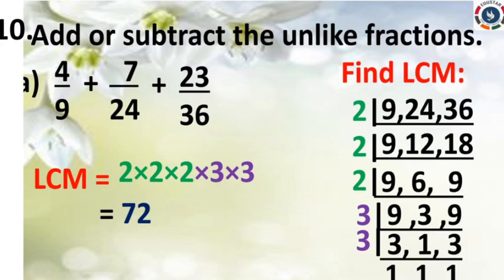Add or subtract the unlike fractions. A, 4 by 9 plus 7 by 24 plus 23 by 36. Here all the fractions are unlike fractions. So you want to convert into like fractions. Find LCM of 9, 24 and 36. Use only the denominator values. Finally you get LCM of 9, 24 and 36 equal to 72.